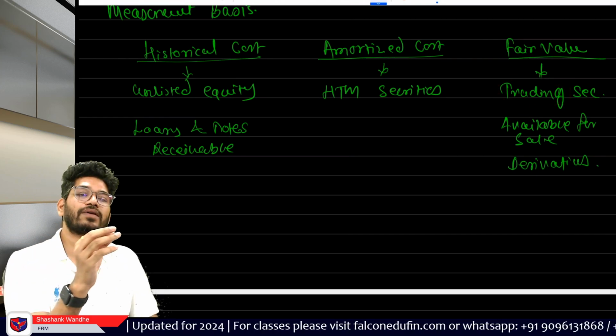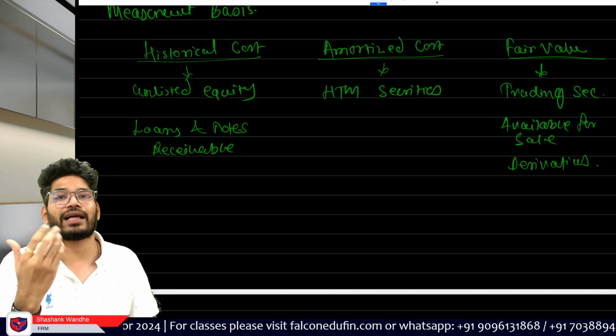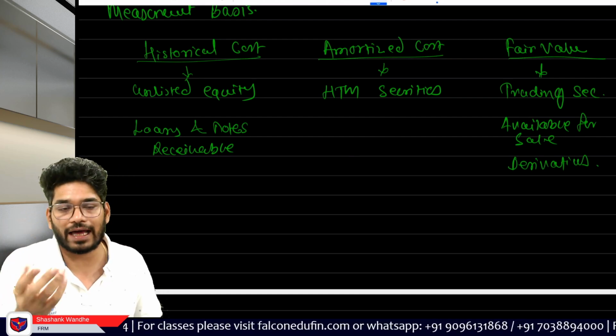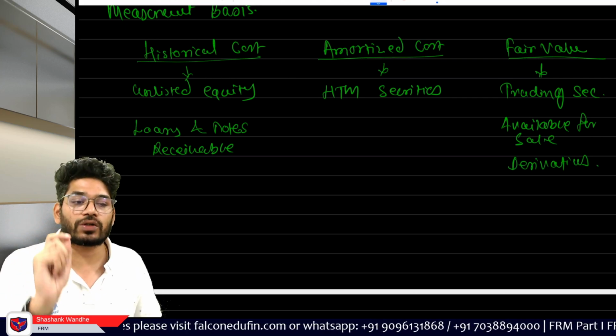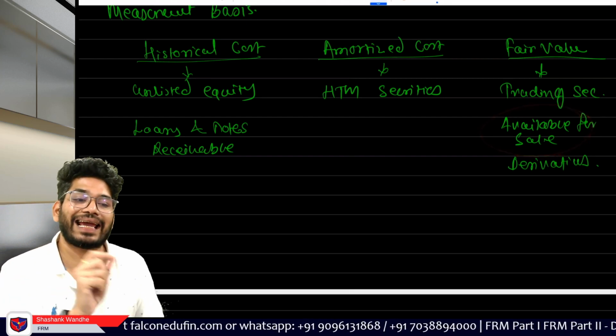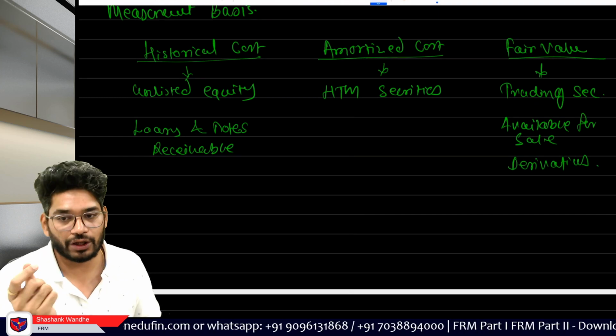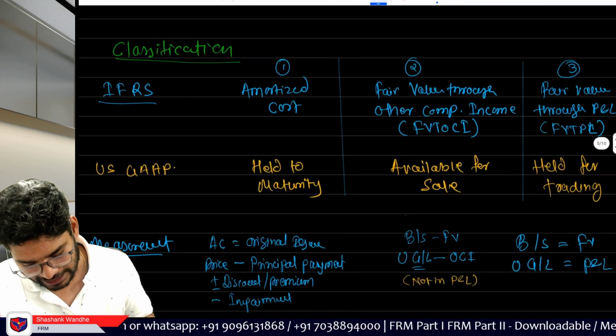If the intention of the investor is to trade the securities, trade as in simply means to buy the security, and whenever you get the fair price or higher value, you will sell it. There is no intention to hold till maturity, right? So trading securities will be treated at the fair value. Available for sale securities will be measured at the fair value, and derivatives at the fair value. Then the classification.